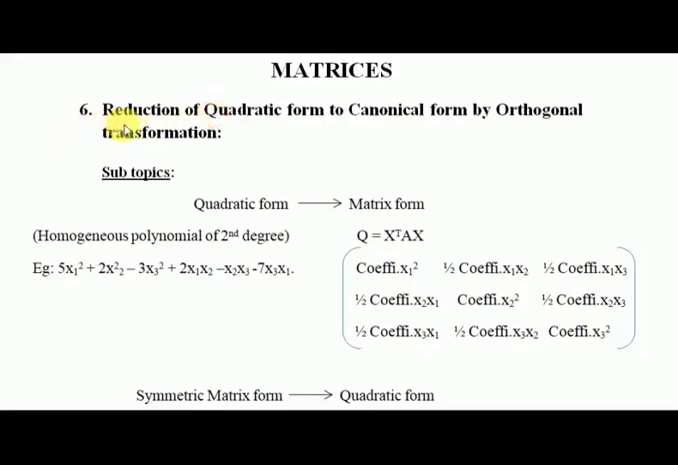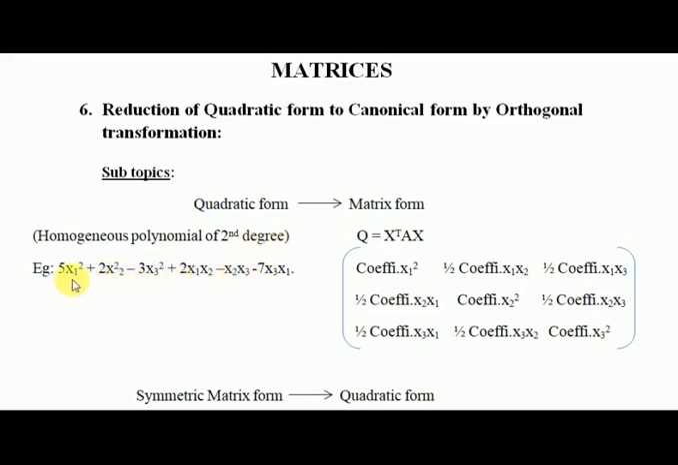Now the sixth topic is reduction of quadratic form to canonical form by orthogonal transformation. Before going to this main topic, I want to discuss few subtopics. That is, if they give a quadratic form, then we need to convert that into matrix form. And if they give a symmetric matrix form, then we need to convert that into quadratic form. Quadratic form is nothing but a homogeneous polynomial of second degree, and this is the example.